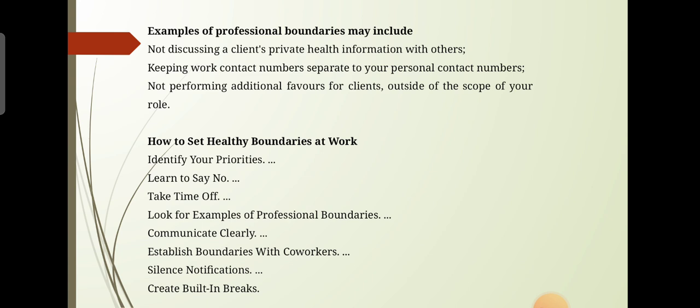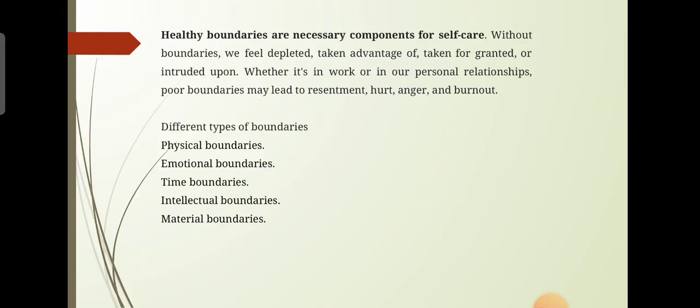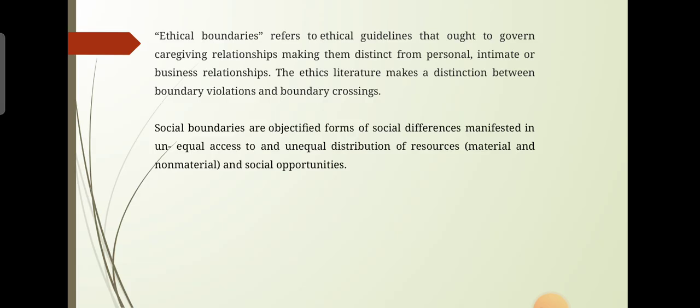So these are some of the things you need to follow with respect to healthy boundaries, the scope, where you stand and what your role is in this. Healthy boundaries are really necessary components for the self. There are many boundaries, like physical boundaries, emotional boundaries, time boundaries, intellectual boundaries, and material boundaries, which are very important to have to maintain a safe relationship among the employees.